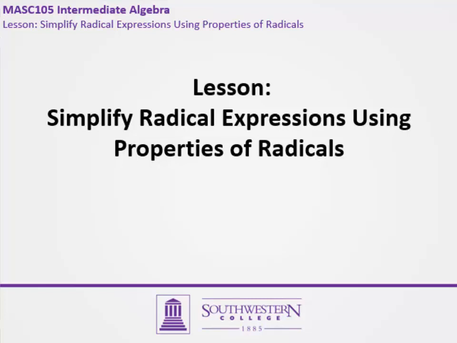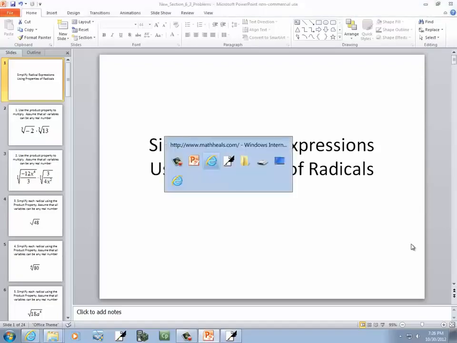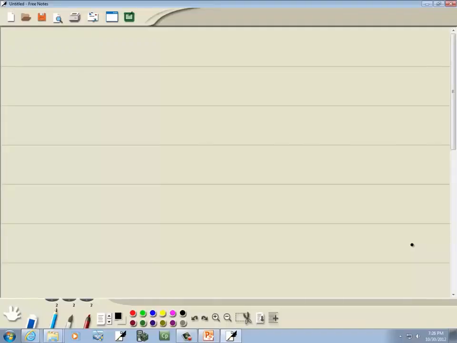Let's take a look at simplifying radical expressions using properties of radicals. And the first thing we're going to talk about is the product property. And we'll have various properties.